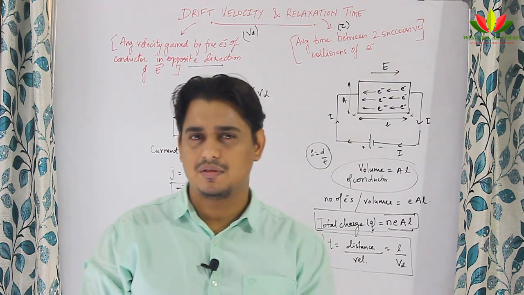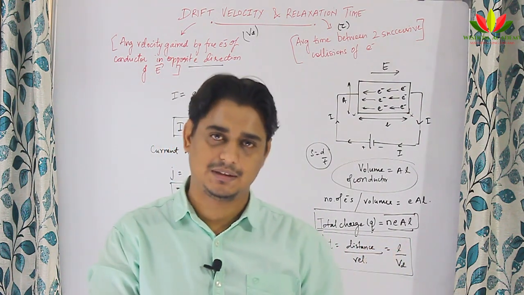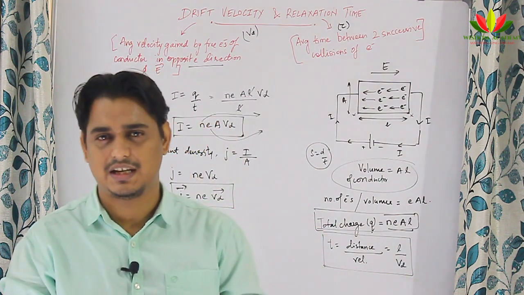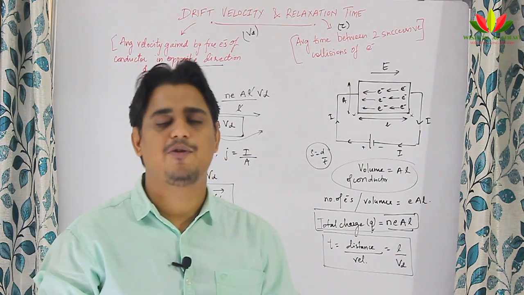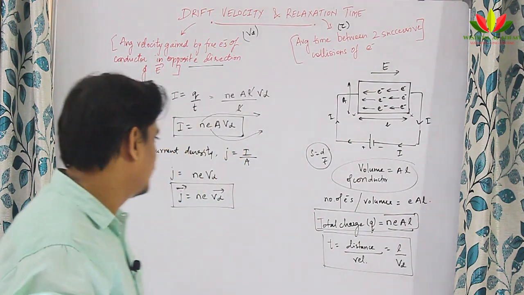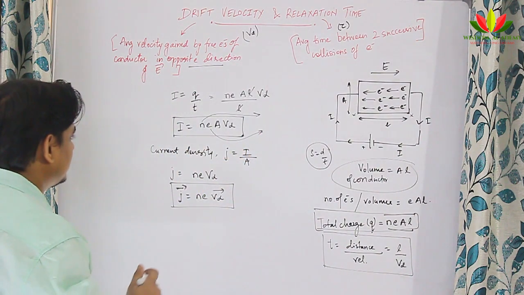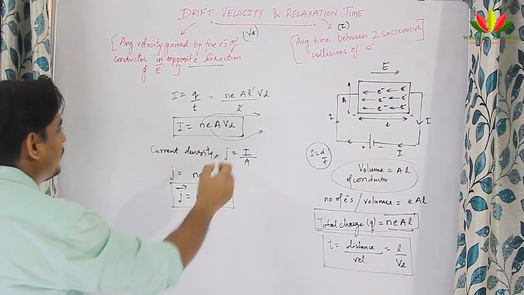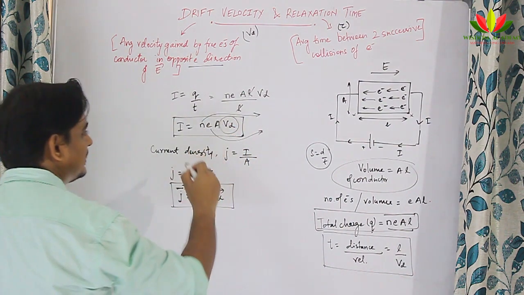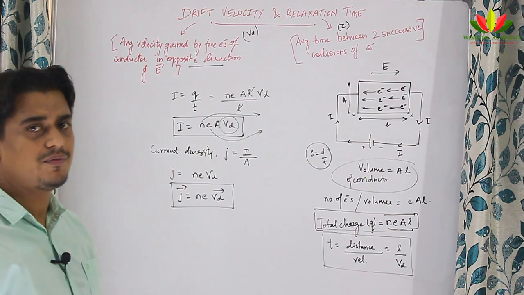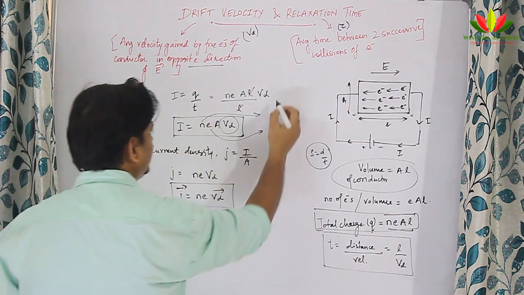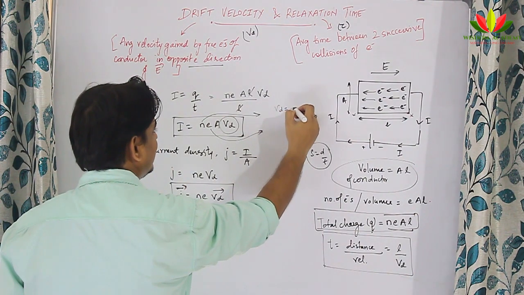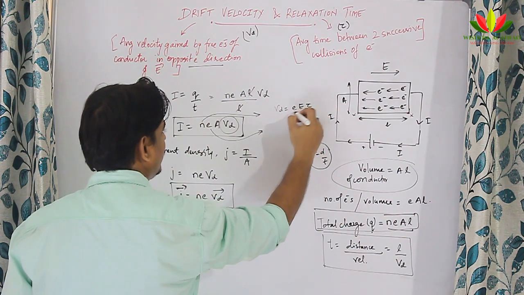So let us try to derive Ohm's law by this method, by the concept of drift velocity, relaxation time and current. We know that I is equal to nEAVd. We know the formula of Vd. Some time before we derived it, and Vd was equal to E tau by m.